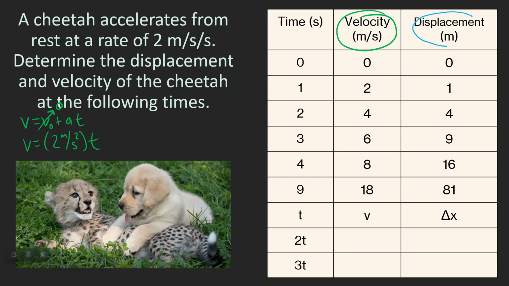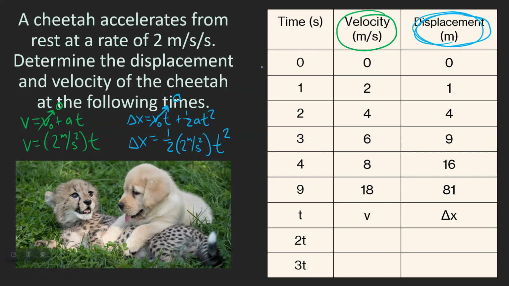For this displacement column, now we have to use our displacement function. Delta x displacement equals initial velocity times time plus 1/2 at squared. Again, the initial velocity is 0, so that term is going to go away. So our displacement, delta x, is going to be equal to 1/2 of our acceleration, 2 meters per second squared, times time squared now. So to calculate this displacement column, I took 1/2 times 2 times the time squared. And that gets us all of these values.